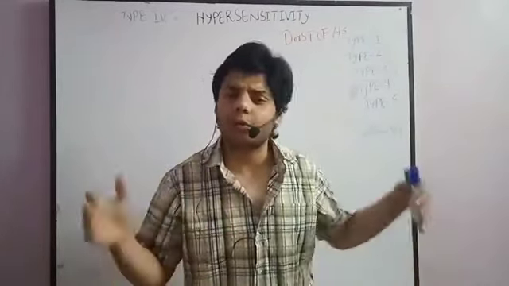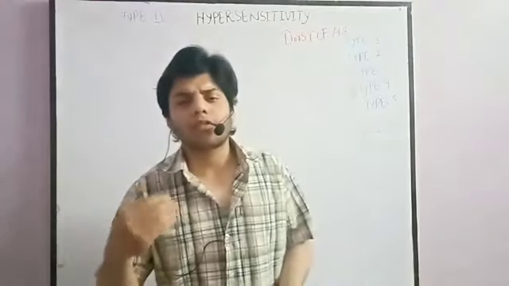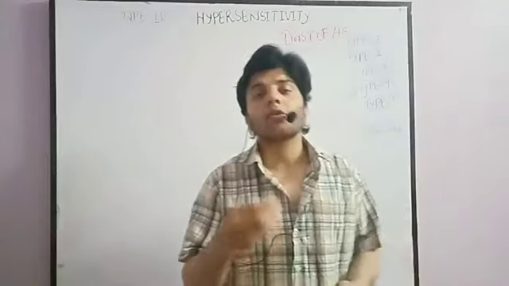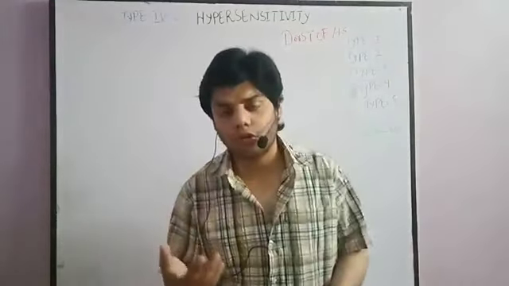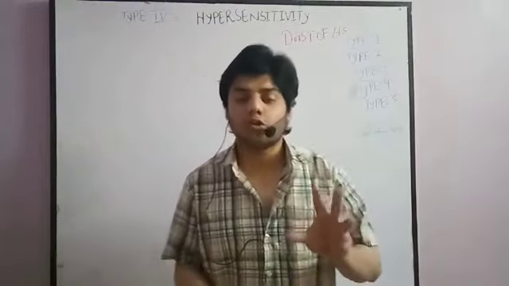Now this type 4 hypersensitivity involves different kinds of cells. We'll be talking about them one by one in this video lecture. It involves helper T cells, macrophages, meaning antigen presenting cells, and cytotoxic T cells. It also involves some chemicals: interferons, tumor necrosis factors, interleukin 6, interleukin 8, interleukin 2, these kinds of chemotactic factors, which we can also call cytokines.